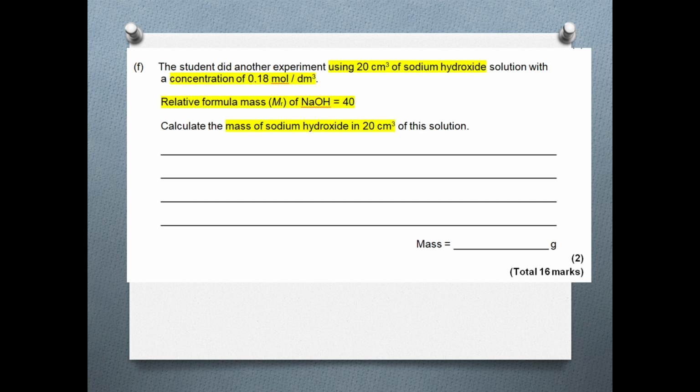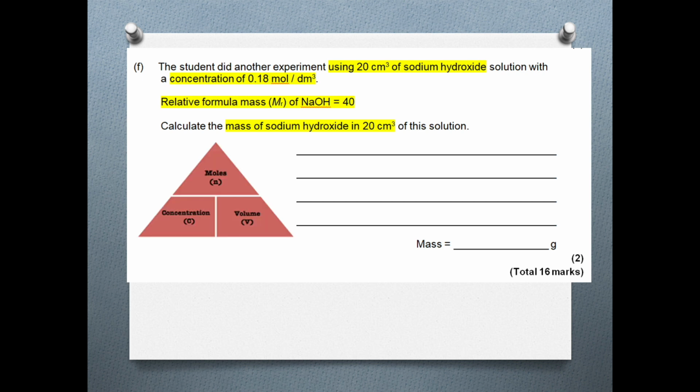Now, this can be a little bit confusing because they're giving me values in centimetre cubed and concentration, so I would expect to use this triangle here. However, it's asking to work out the mass, so you also need to be using this triangle here. So there's 2 different formula triangles. We want to work out the mass.